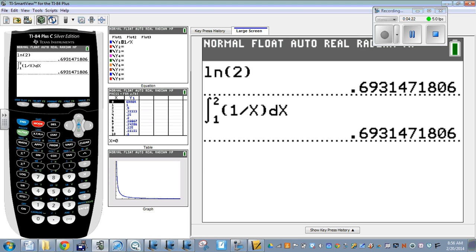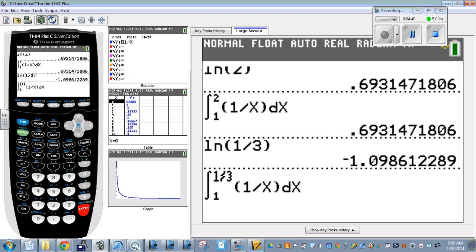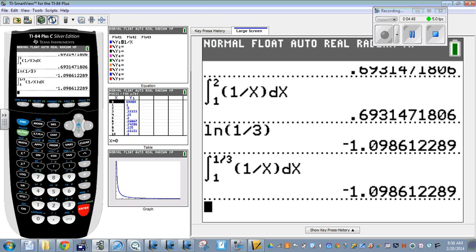So let's try a natural log of 1/3. And we do get negative 1.099 approximately. And we can do that check again if we do math 9 from 1 up to 1/3. And we're doing 1 divided by x dx. We get the same thing, negative 1.099.